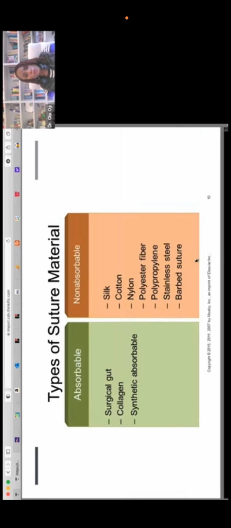And then your non-absorbable sutures, the ones that are pretty common would be the nylon and the polypropylene, which is Prolene, polyester fiber and silk, also some options for you. The stainless steel and the barb sutures are used in the operating room, and we typically do not use those in the urgent care settings.